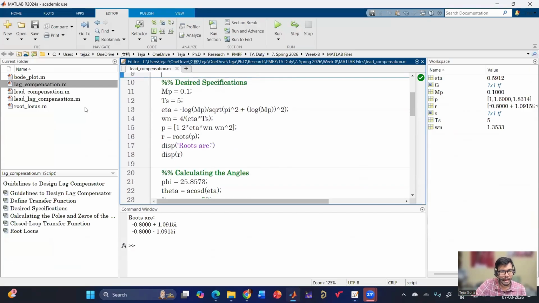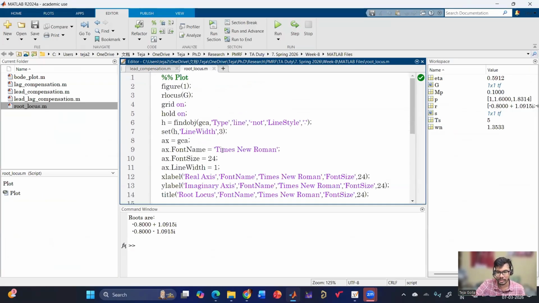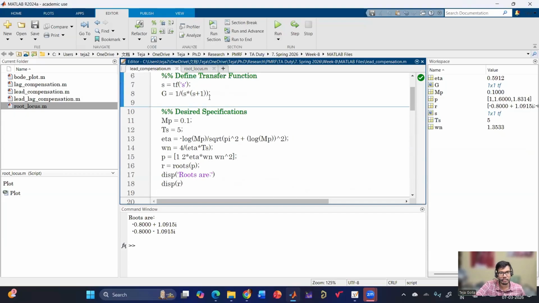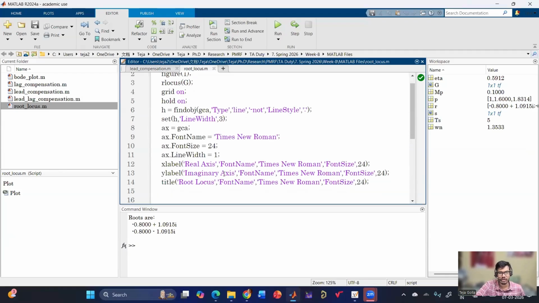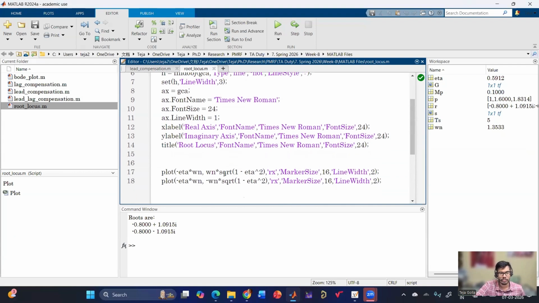I have also used the root locus code that I showed in my previous lectures. I'm plotting in figure 1 the root locus of G, which is my plant transfer function, 1 by s into (s plus 1). Then hold on, grid on, and I set the font as Times New Roman with size 24. Now my idea is to check whether this root locus passes through the desired pole.